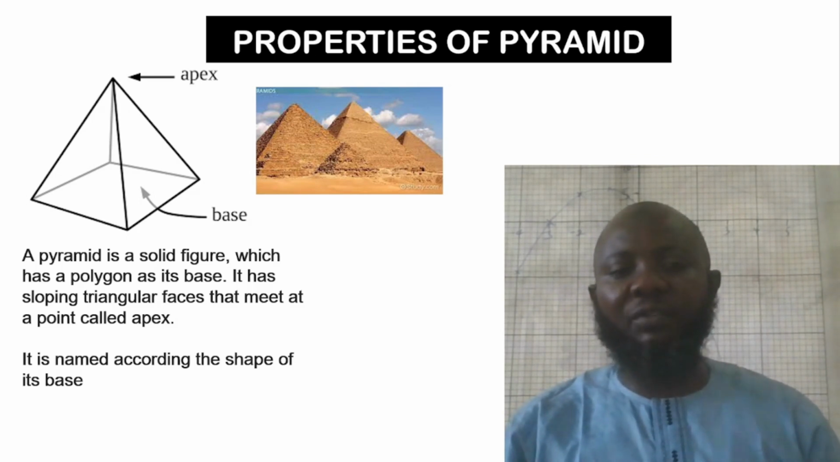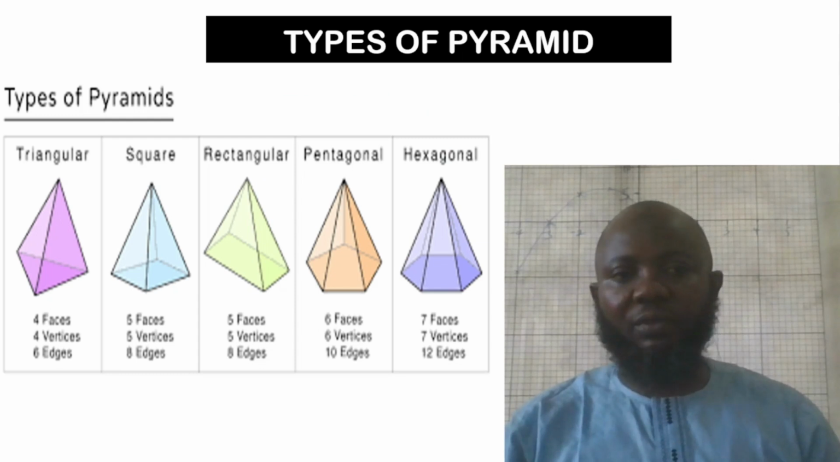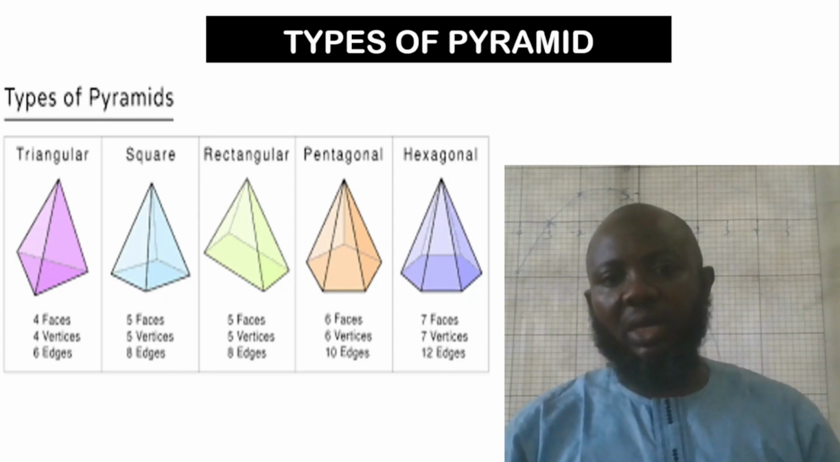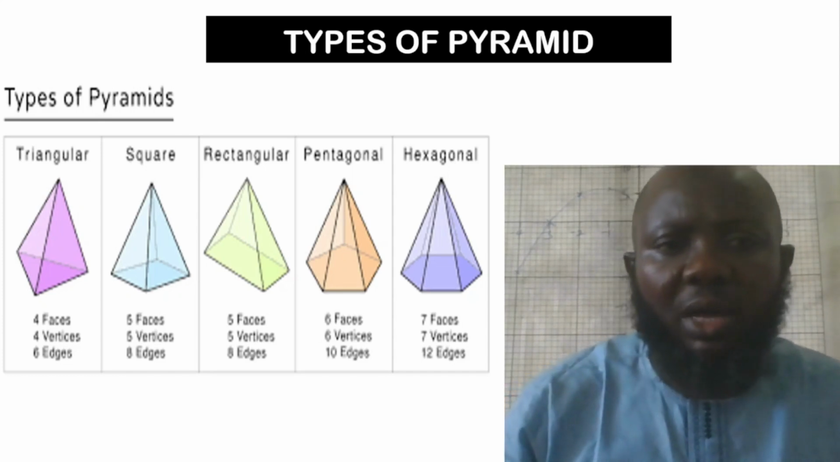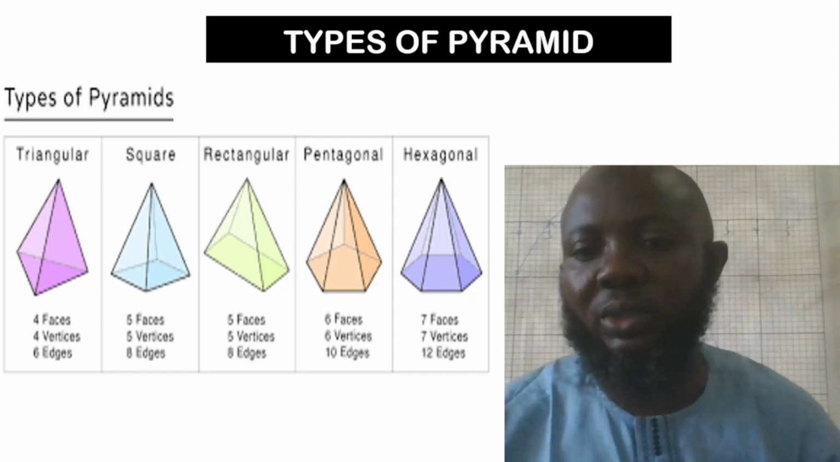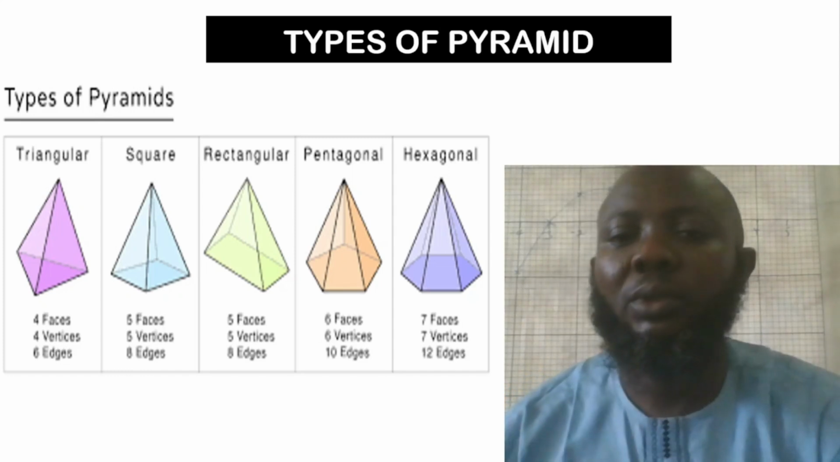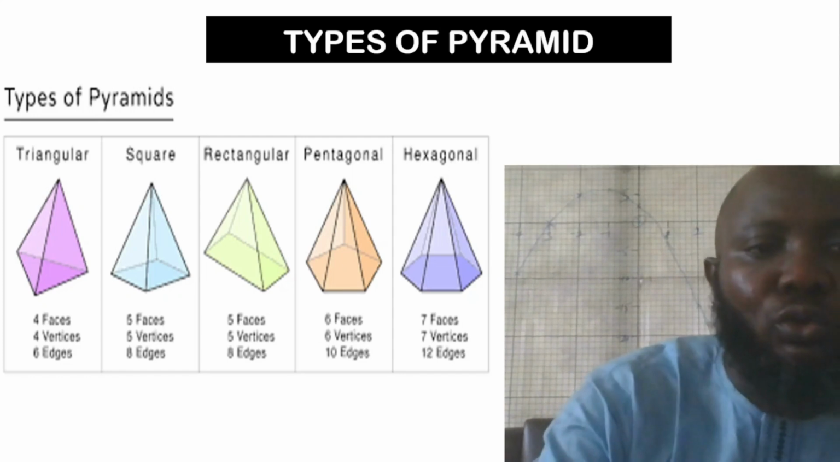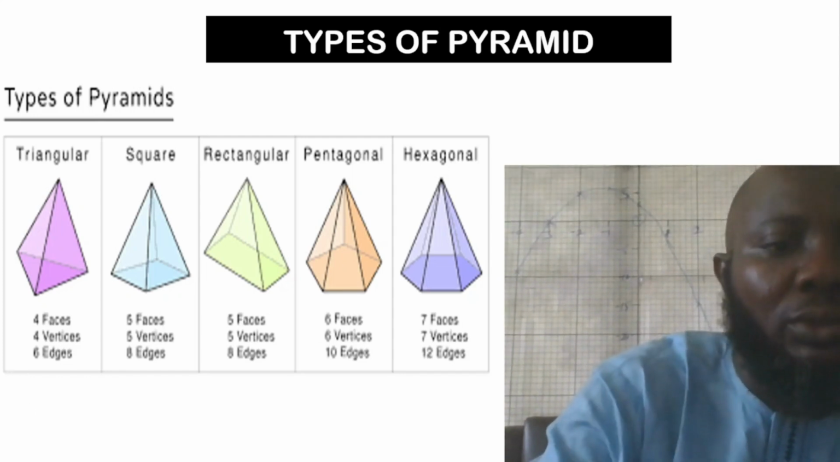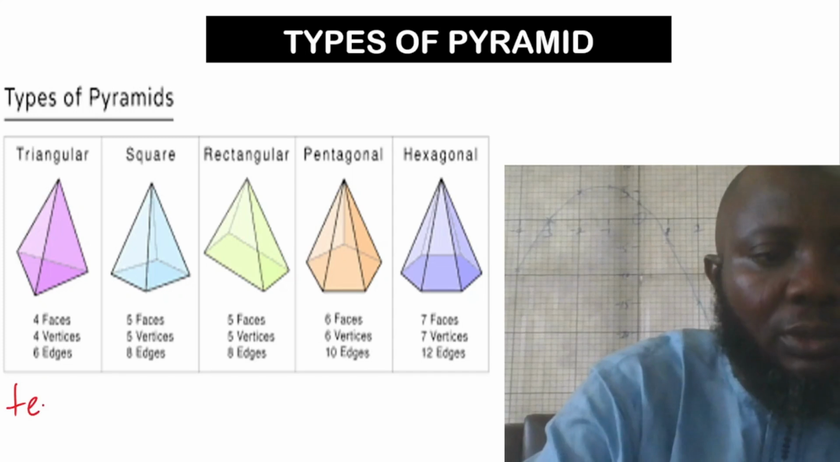On the pyramid, we then have different types of pyramid. We have the triangular pyramid, the square base pyramid, the rectangular pyramid, the pentagonal pyramid, and the hexagonal pyramid. All these are very important. The triangular pyramid is also known as a tetrahedron.